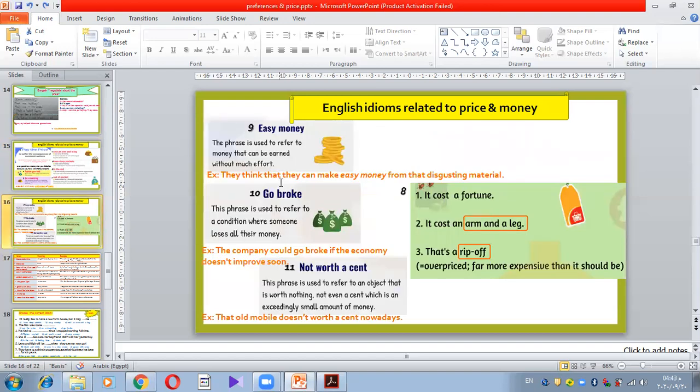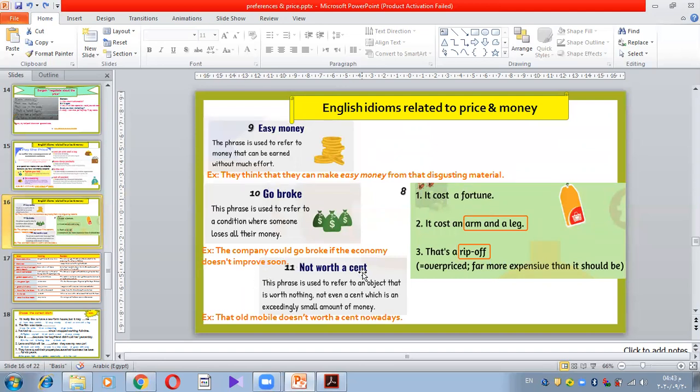Easy money. What is meant by easy money? It's used to refer to money that can be earned without much effort, money that you gain without much effort. They think that they can make easy money from the disgusting material. Go broke. To have no money, used to refer to a condition where someone loses all their money. They have zero money. The company could go broke if the economy doesn't improve soon.